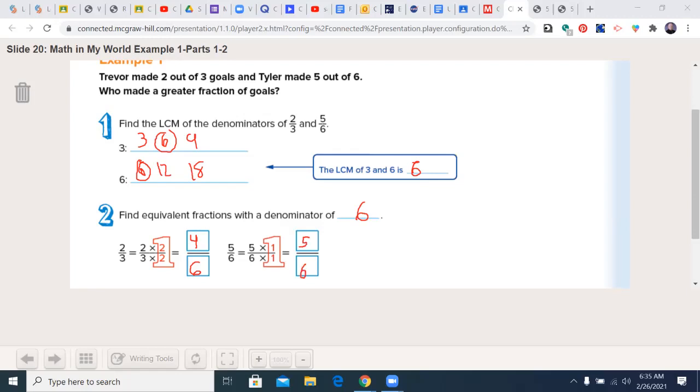Would I actually take the time to multiply top and bottom by 1? No, I wouldn't in the real world. I'd say already, I got a 6 and I've got a 6. We're ready to roll. So go ahead and fill this in before we move on to the next part. Give you about 20 seconds.